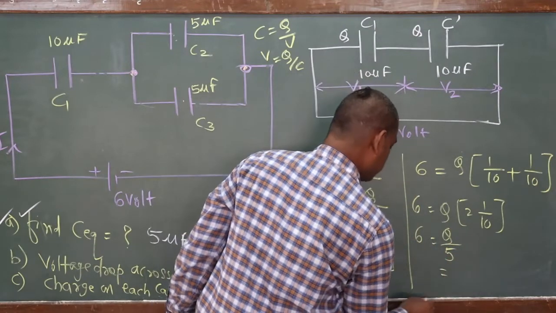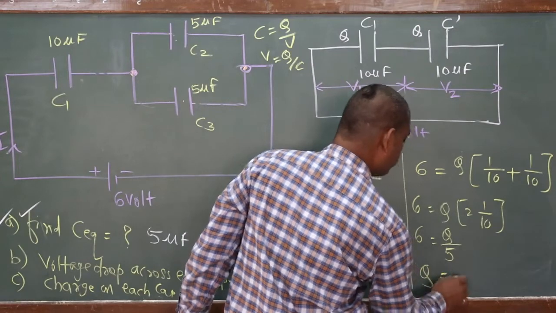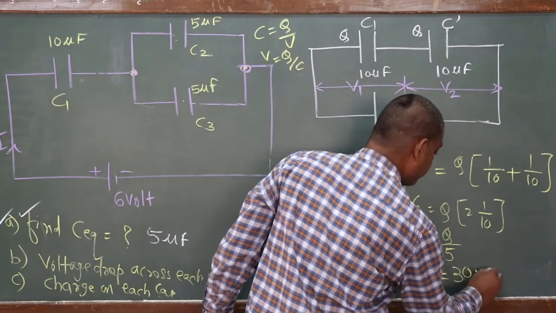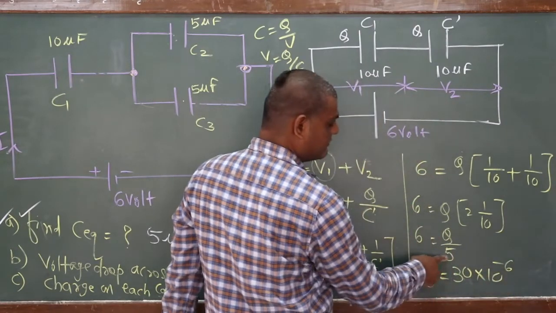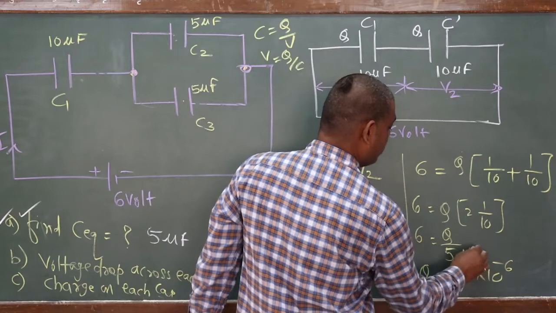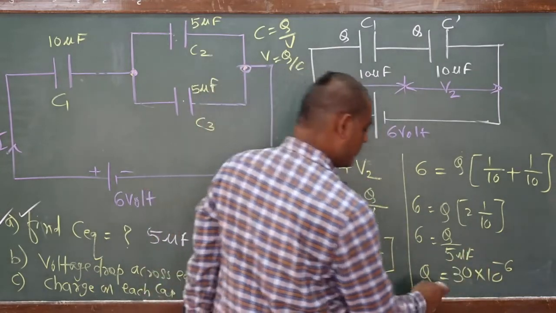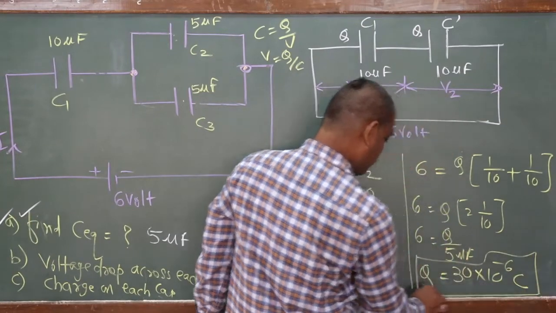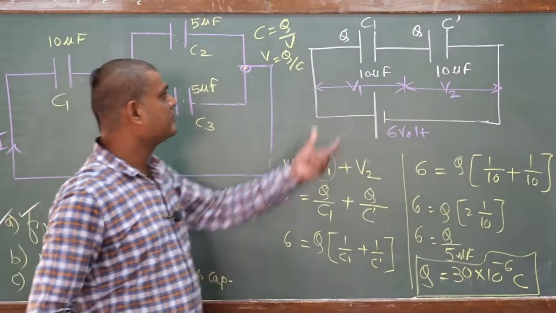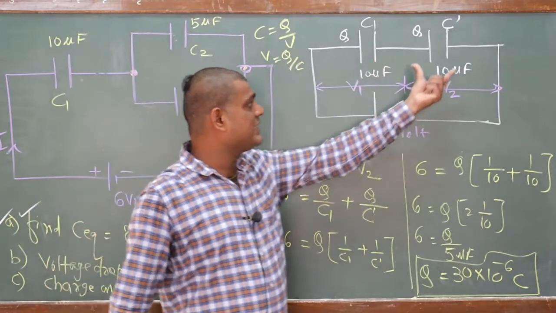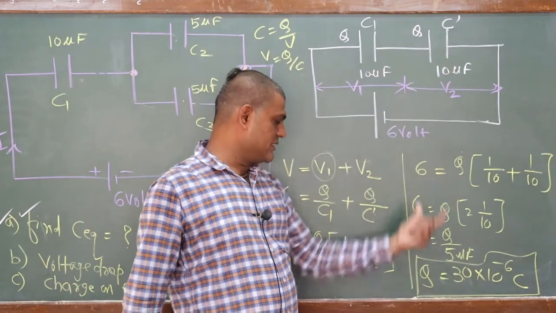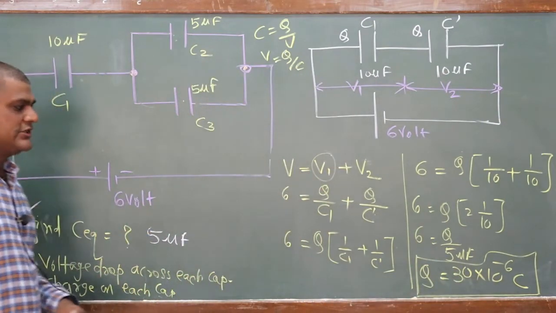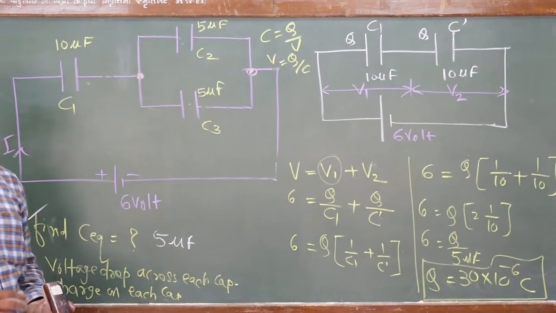So Q equal to, we can write, 30 into 10 to the power minus 6, because it is 5 microfarad, correct. So that's why Q, 10 to the power minus 6. Q means what? Charge on C1 capacitor and charge on C dash capacitor, right? So this 30 into 10 to the power minus 6 is the charge on the C1 and C dash.